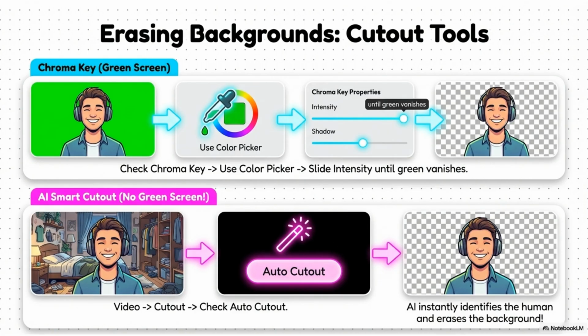Erasing backgrounds, cutout tools. Easily erase backgrounds using 2 methods. For Chroma Key, green screen, use the color picker, select the green, and slide intensity and shadow until the green vanishes. Alternatively, use AI Smart Cutout for videos with no green screen. Simply go to Video, Cutout, and check Auto Cutout. AI instantly identifies the human and erases the background.